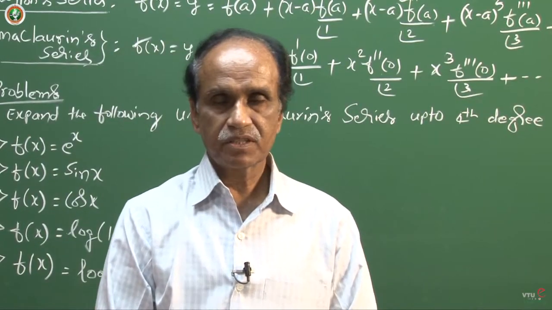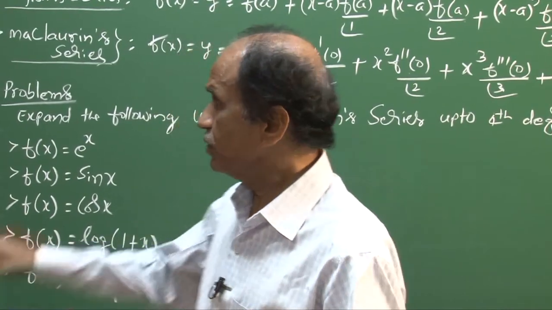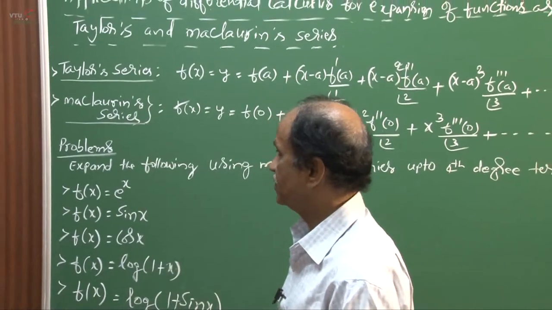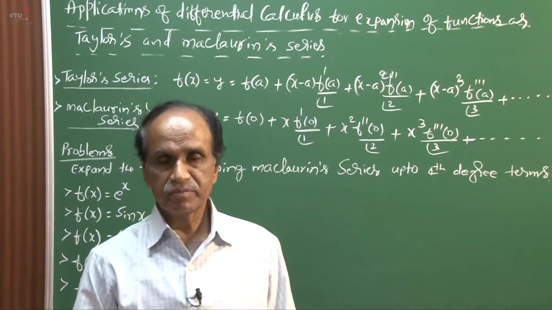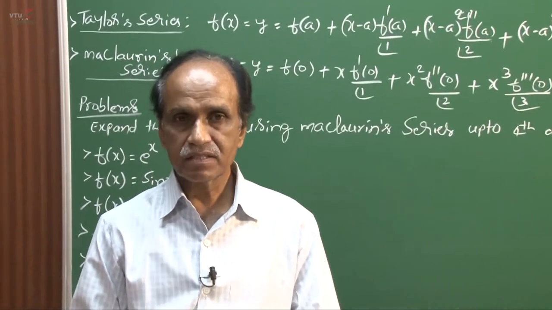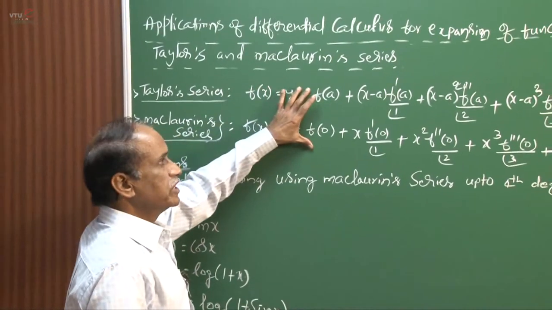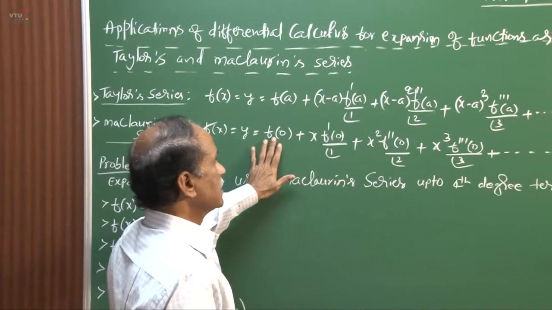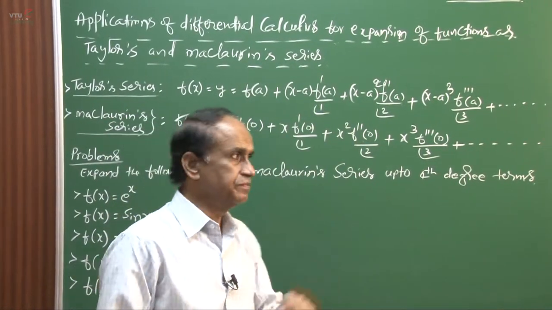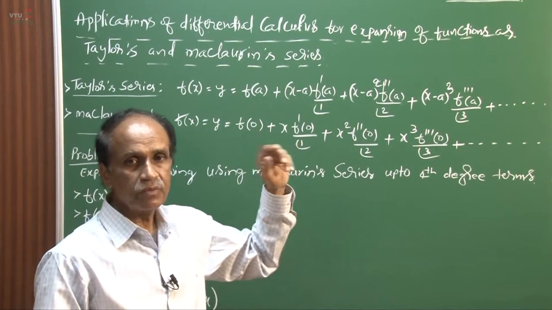Students, today I shall continue the topic we discussed in the previous class, expanding certain functions using Taylor series and Maclaurin series. Just to remind you what we understood from the application of differential calculus in expanding series: there are two types of series. One is near the neighborhood of the origin and another is away from the origin, that means at x equal to a, but here x equal to x naught is equal to 0.